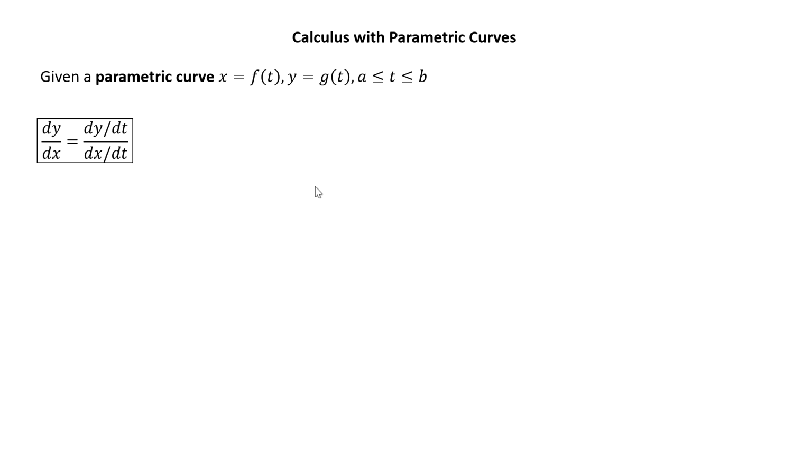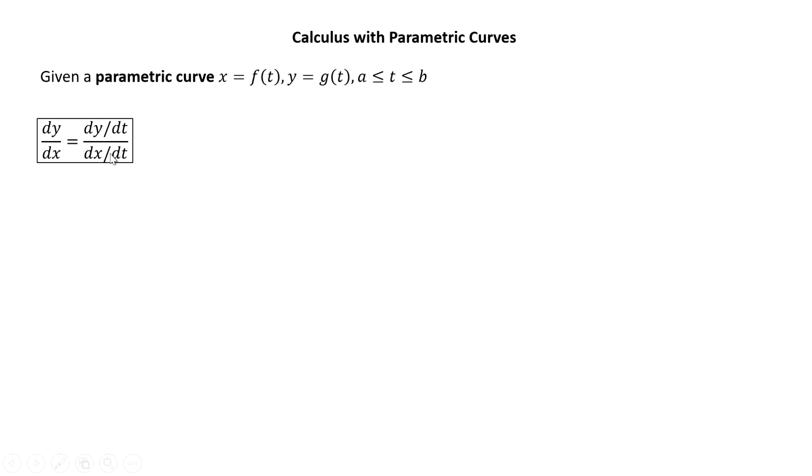Okay, check this out. Given a parametric curve x equals f of t, y equals g of t, a less than or equal to t less than or equal to b, can we find dy/dx? Can we find the derivative dy/dx? Well, notice y is a function of t and x is a function of t. So how in the world are we supposed to find dy/dx? And the answer is very simple. You say dy/dt over dx/dt.